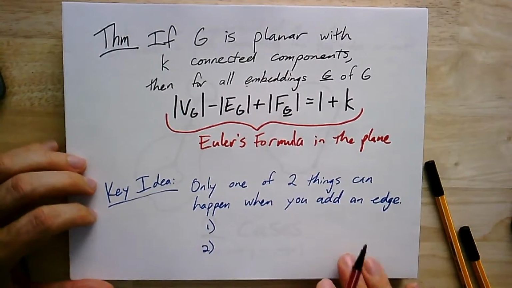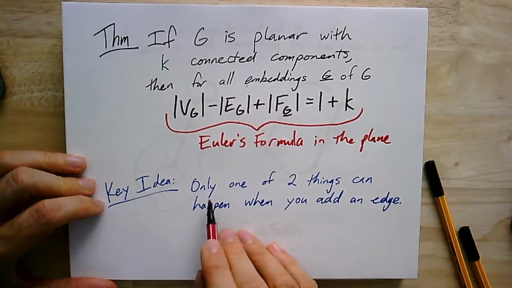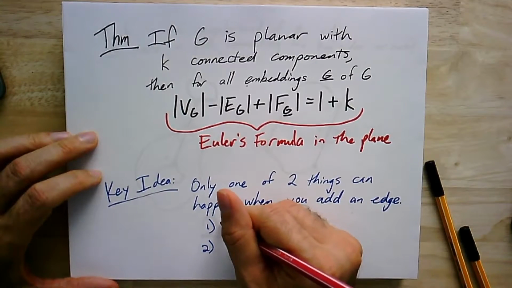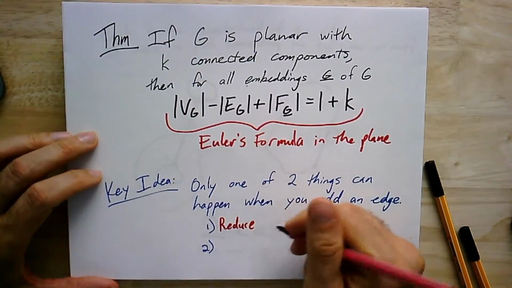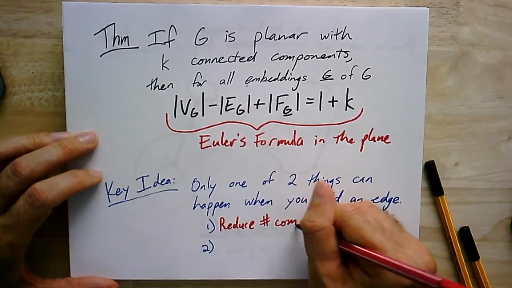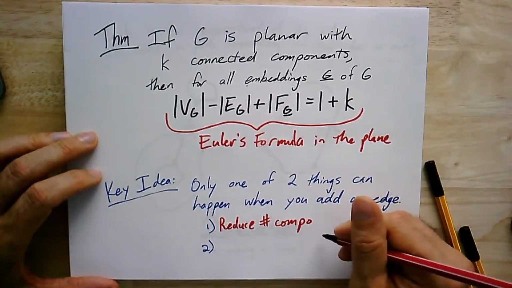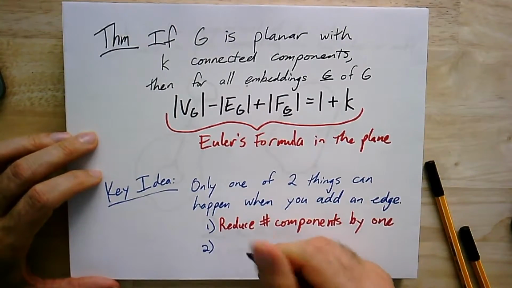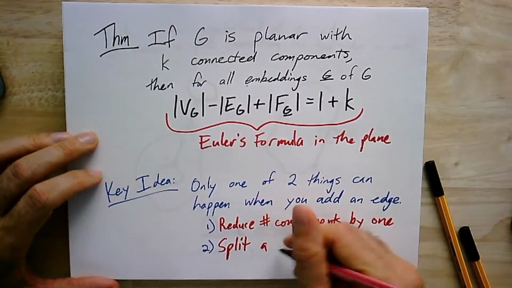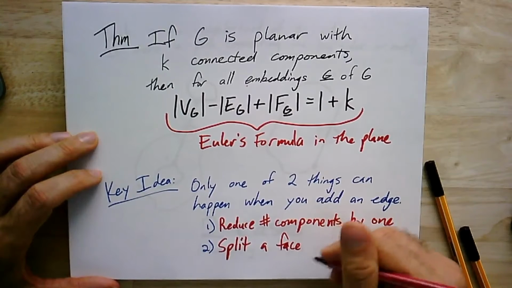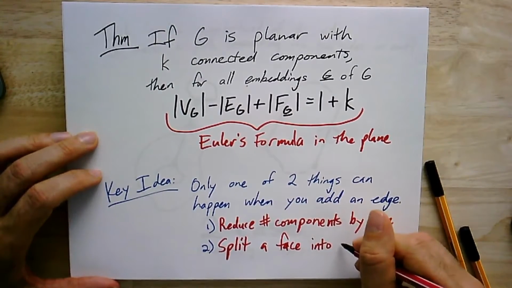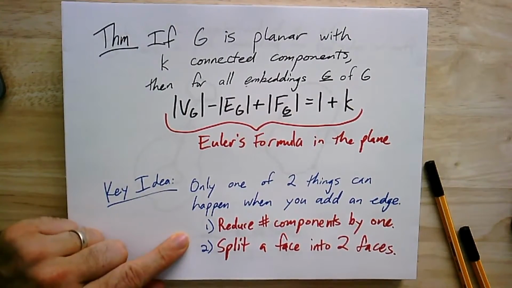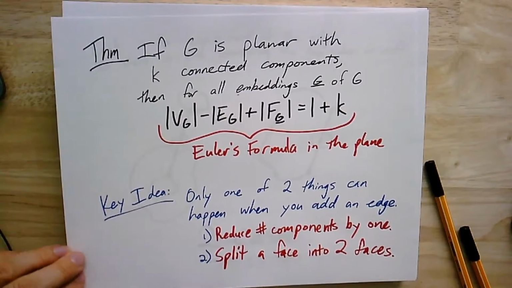Okay, so the key idea is to realize that only one of two things can happen when you add an edge. Either you reduce the number of components by 1, because two things which were not connected are now connected, so the two components became 1. Or you can split a face, and that face now becomes exactly two faces. Okay. Once you have this idea, then the proof is going to be relatively simple.